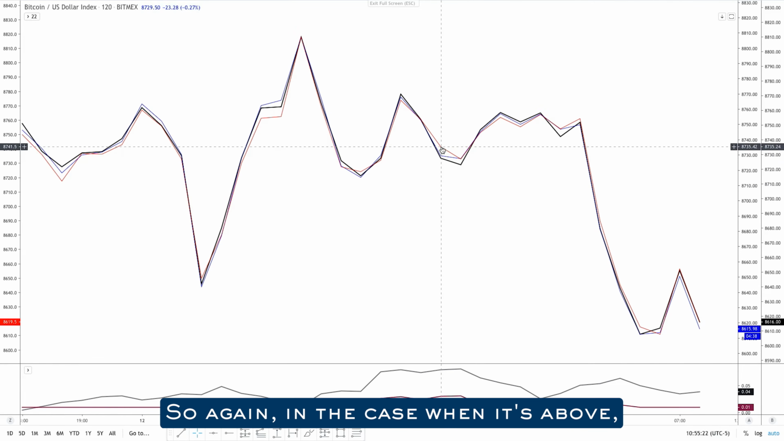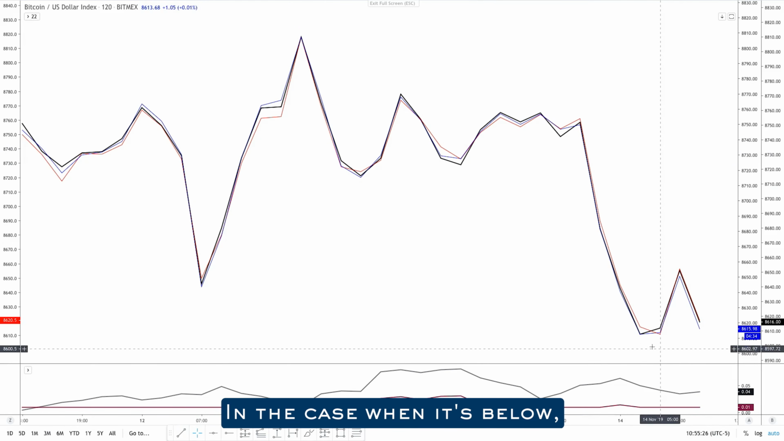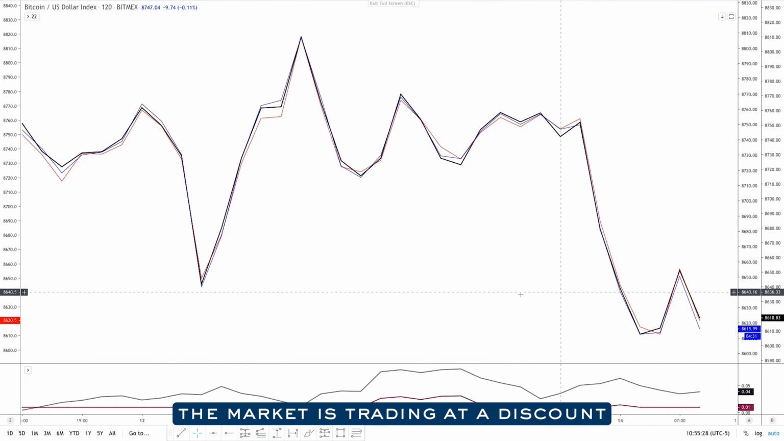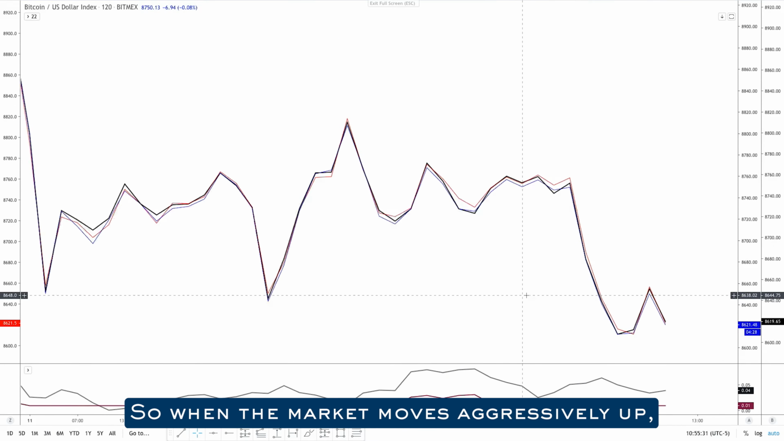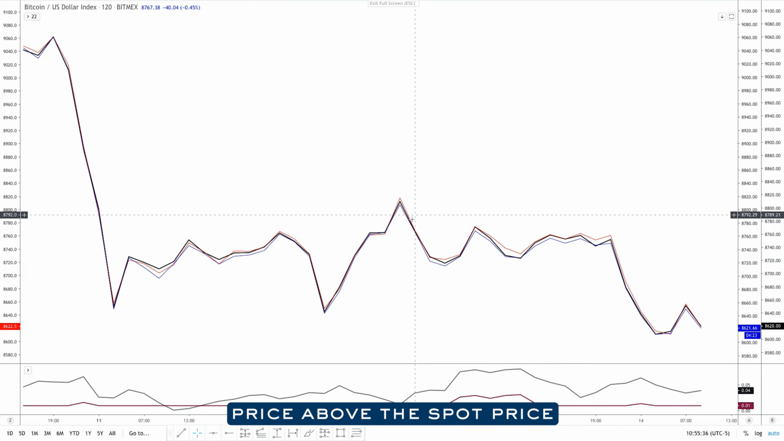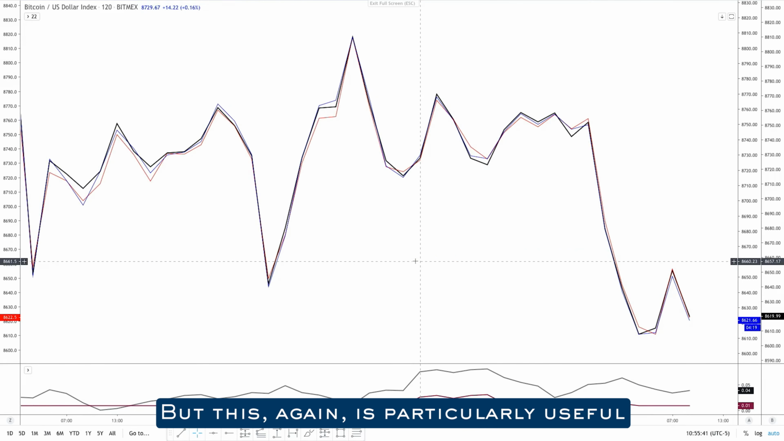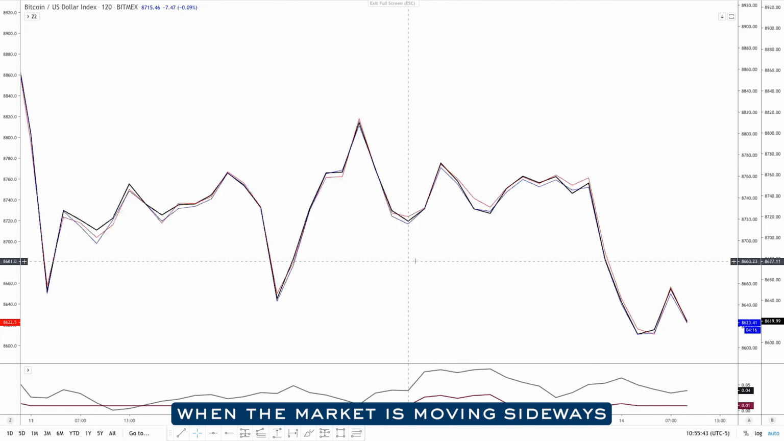So again, in the case when it's above, the market is trading at a premium. In the case when it's below, the market is trading at a discount. When the market moves aggressively up, this is going to occur. You're going to have the futures price above the spot price, and when it's moving aggressively down, the same can be said. But this again is particularly useful when the market is moving sideways.